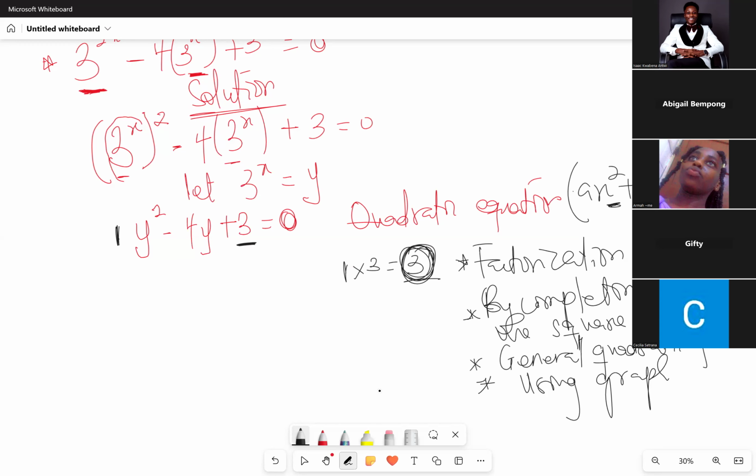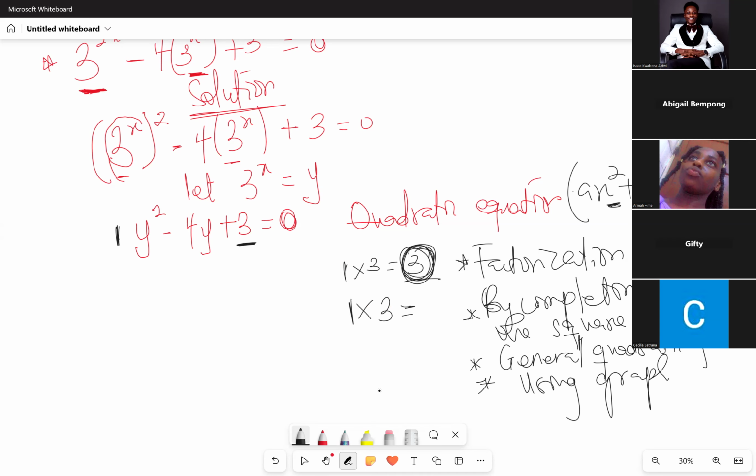Please consider positive and negative numbers. So let's look for the numbers that when we multiply, we'll get 3. So we have 1 times 3. Sorry for the noise, one of my doors is spoiled and they are fixing that. 1 times 3 will give us 3.